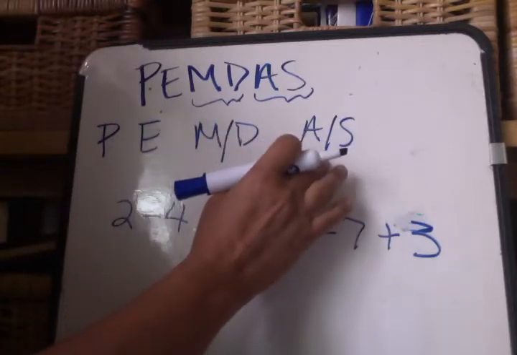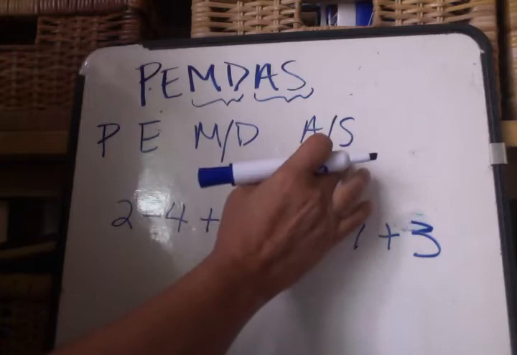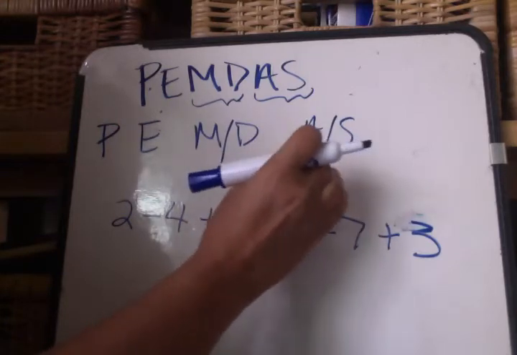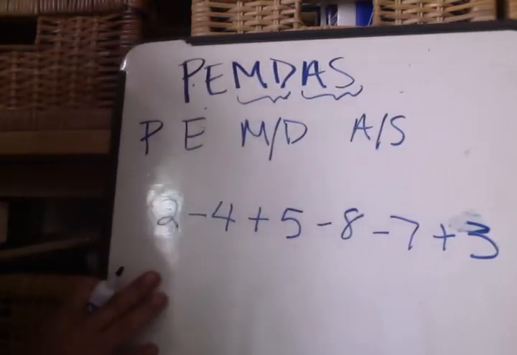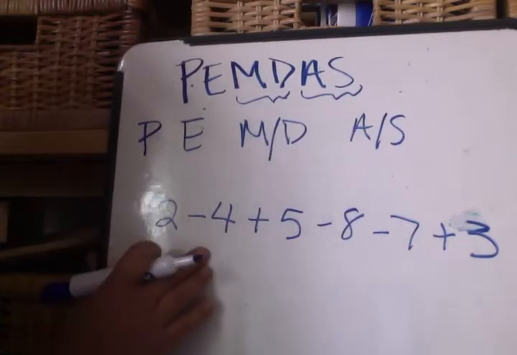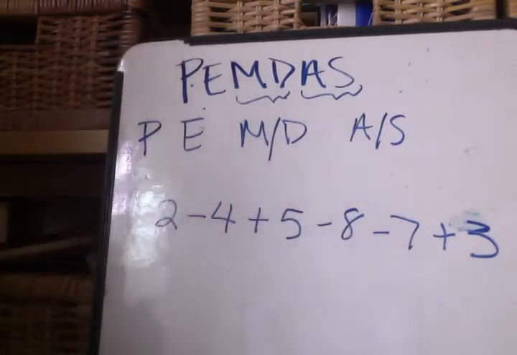And same with addition, subtraction. You work with them at the same time. You don't do addition, then subtraction. What you do is you work on the equation from left to right. So I have an example here. It's just 2 minus 4 plus 5 minus 8 minus 7 plus 3.